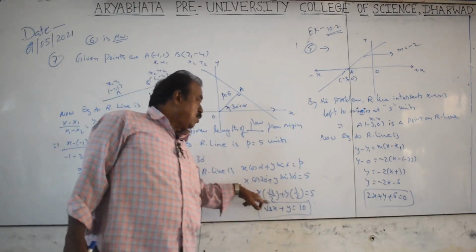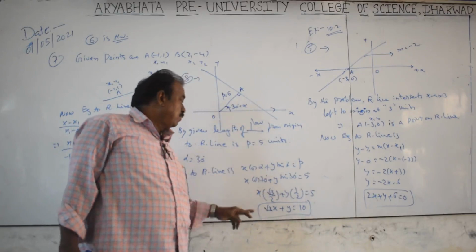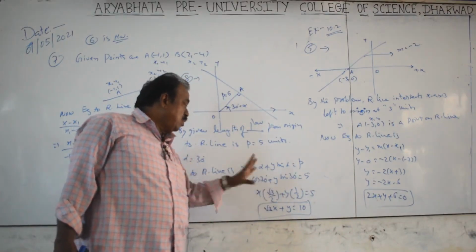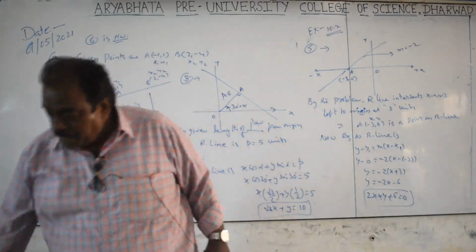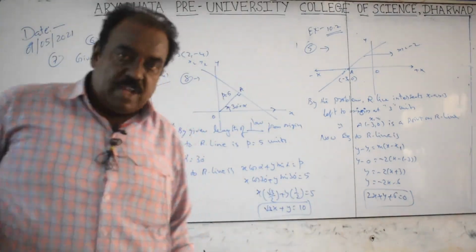LCM is 2. If it goes to that side, 5 into 2, 10. It is root 3x plus y into 1. Okay? That is the solution of the 8th problem. First 1 to 8 problems are over.